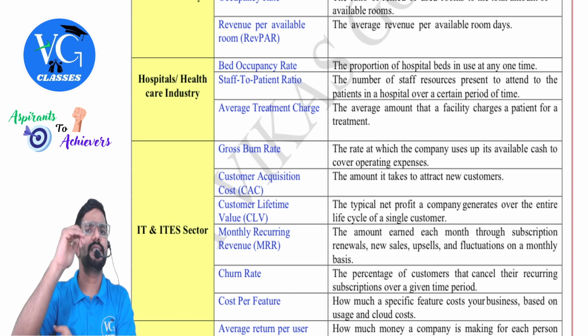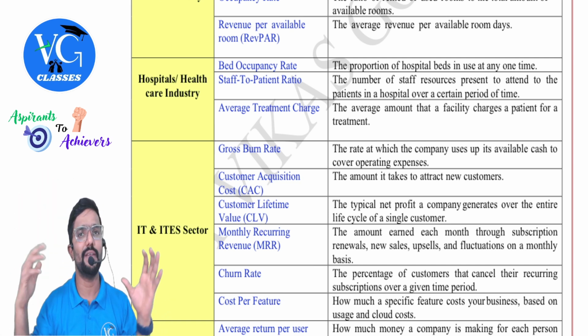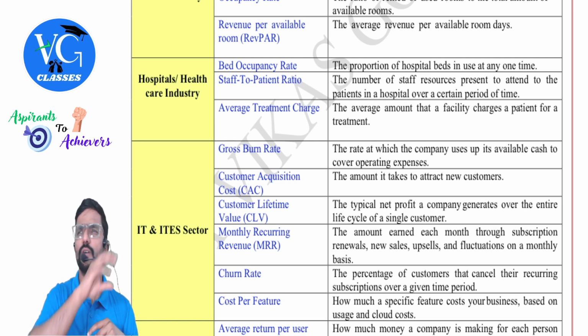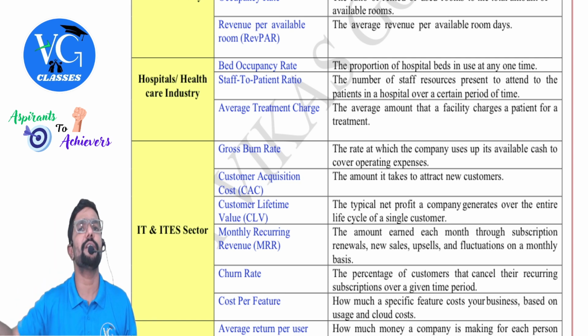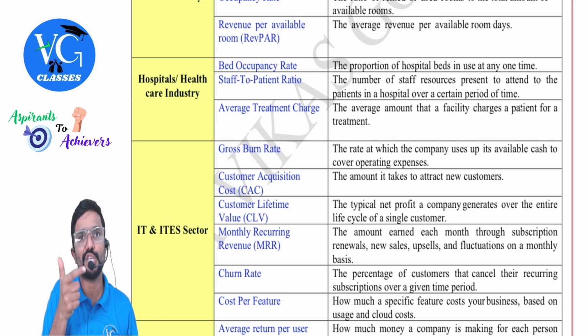Average treatment charge, guys. There will be different prices which they will be charging for different treatments. On average, how much is our charge? How do they calculate it? Simple. Total revenue they have collected from the patients, or fees, divided by total treatments given. So we will get, on average, how much we are charged per treatment.